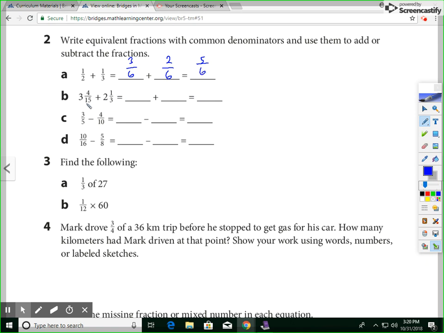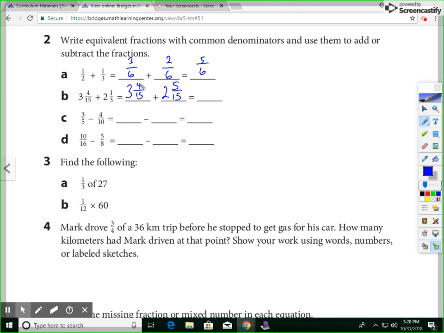So same kind of thing here. Common denominator here for 15 and 3. I would pick 15. So it's 3 and 4/15 did not change. This would be 2 and something over 15. We don't know. So we have to ask ourselves, how did the 3 turn into 15? It was times 5. So 1 times 5 would be 5.